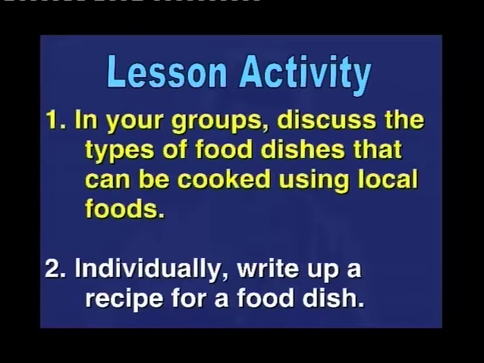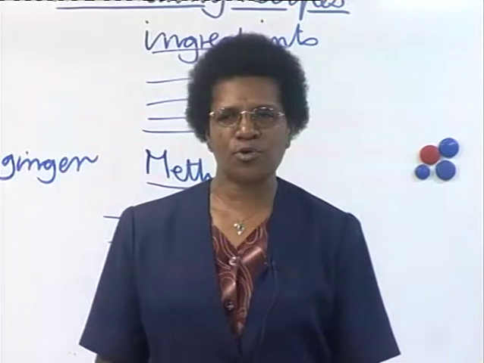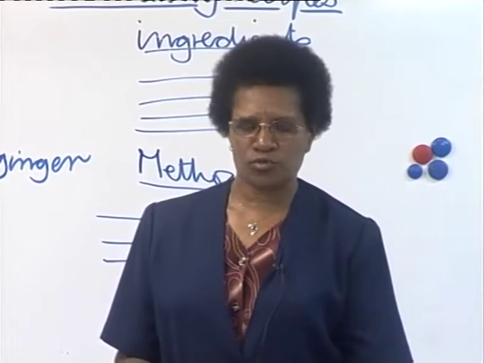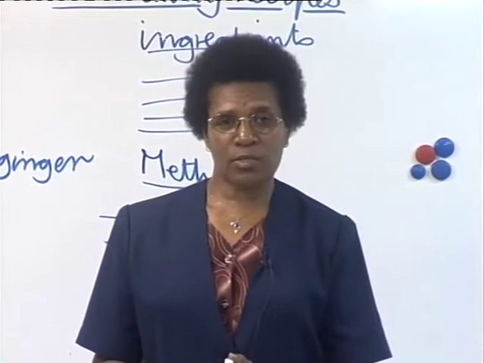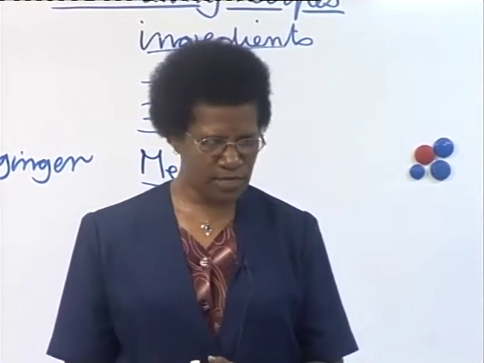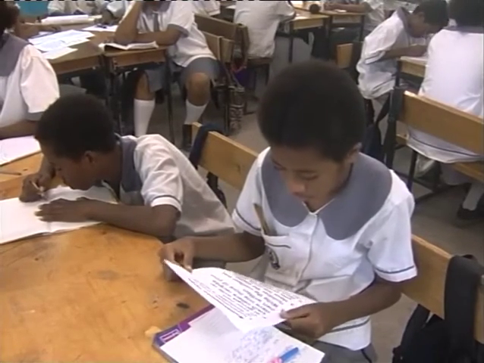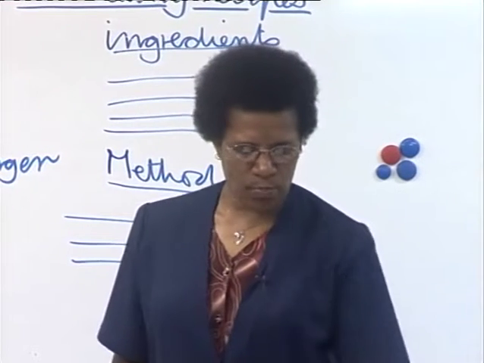Now, second activity, it says you are individually to write up a recipe of your own. In the previous lesson, you were reminded to at least ask around for your mothers or female relatives to help you in one type of recipe that you could write up. So you should have that with you to help you in this activity. Now, if I can have the runners to come and get your papers.